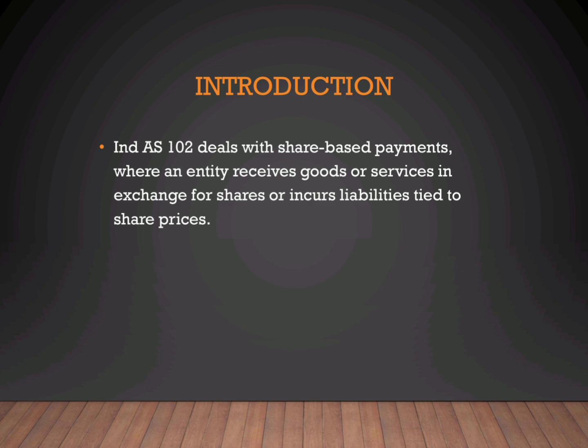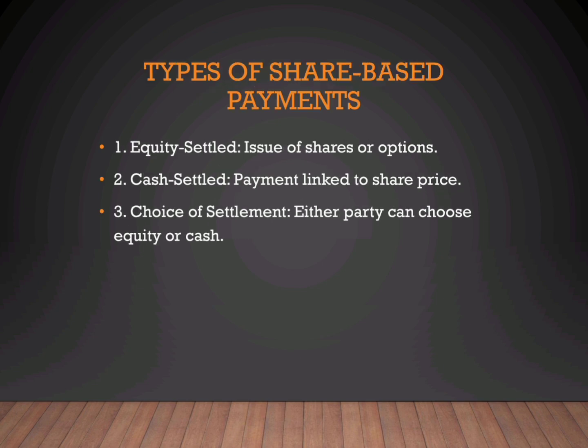There are three main types of share-based payment arrangements. First, equity settled, where the company issues shares or options. Second, cash settled, where payment is made in cash, but the amount depends on share value. Third, arrangements where either party has the choice of settlement in equity or in cash.